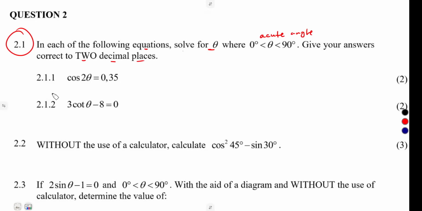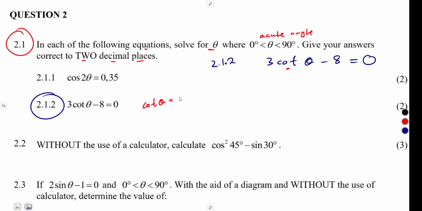Let us consider 2.12, where we have got 3 cot of theta minus 8, and that's equal to 0. All right, let us just remain with the cot. We know that the cot of theta was taken from 1/tan. So simply 1/tan. So it's just like 3 times 1/tan of theta minus 8 is equal to what? Is equal to 0. Right?